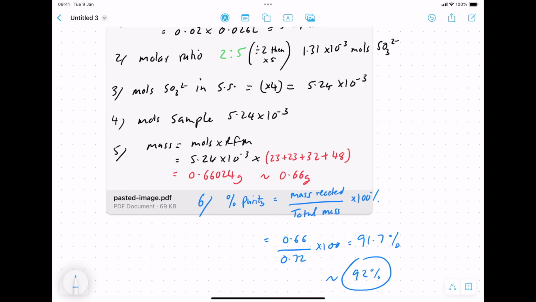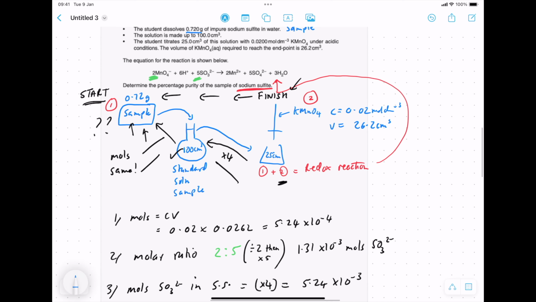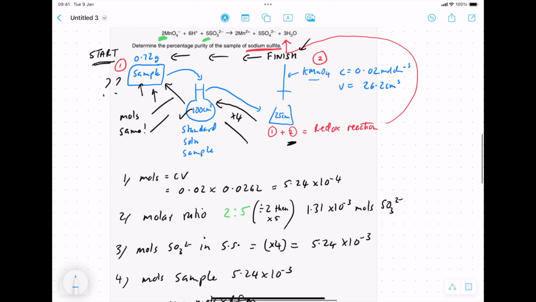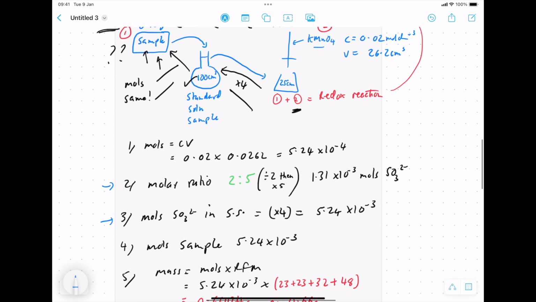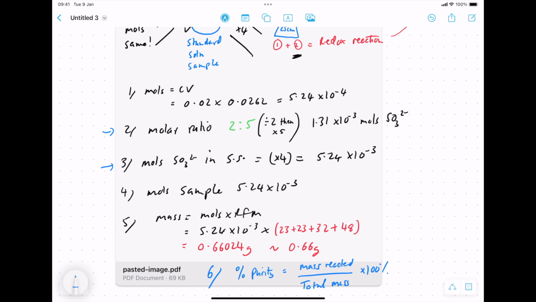There were 6 steps in that calculation, and that is very common for these questions. They're always 5 or 6 markers, and they always involve the same steps, which is determination of the concentration of the oxidizing agent or acid or base in the burette. Number 2, your molar ratio, to find the moles of the sample reacted. Number 3, scaling back to the moles in the standard solution. And then number 4, 5, and 6 would be conversion into the mass, and then percentage purity, or if it was a concentration, you'd be using the mole CV formula again.